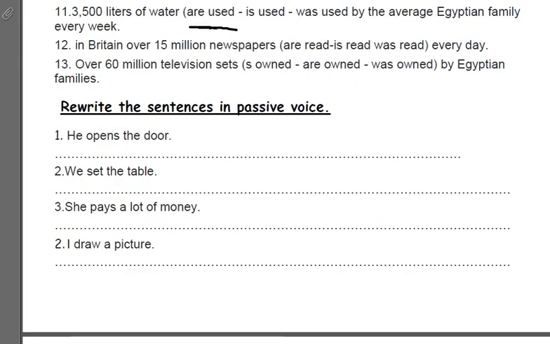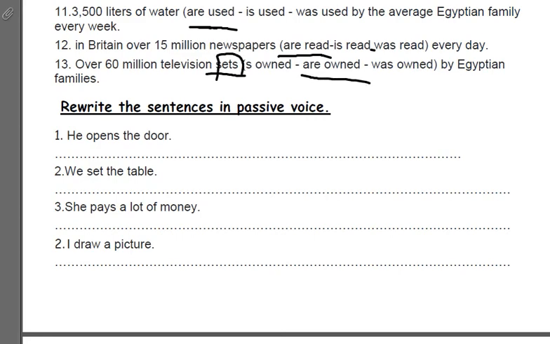Number 12, in Britain, over 15 million newspapers are read, is read, was read every day. So are read. Over 60 million television sets by Egyptian families is owned, are owned, was owned. So it's are owned. Sets, plural.